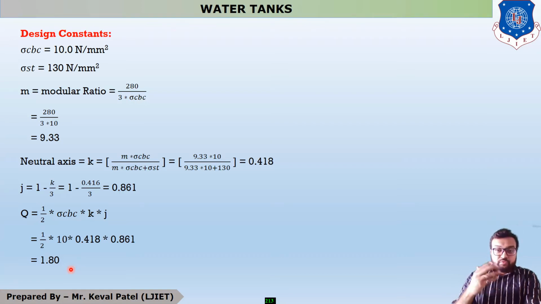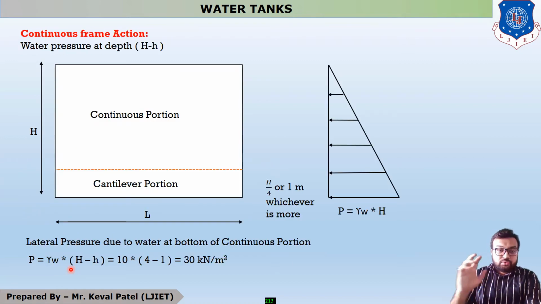Now we are moving further to the design of the continuous portion. So you can see that this is the continuous portion. So what is the height? This height is 3 meter and the cantilever portion's height is 1 meter. Okay. So we have to design for the continuous portion.